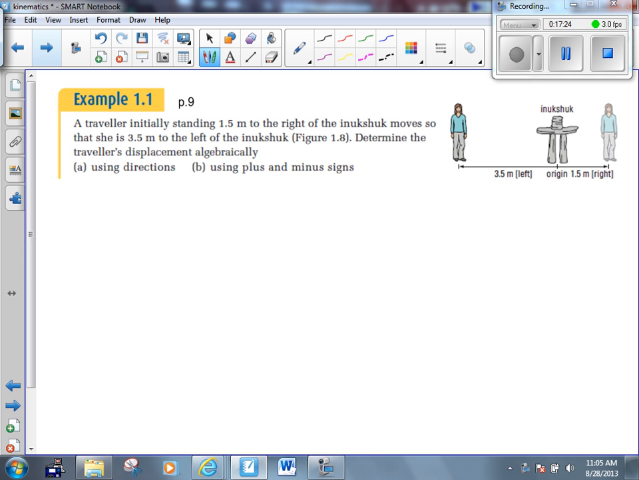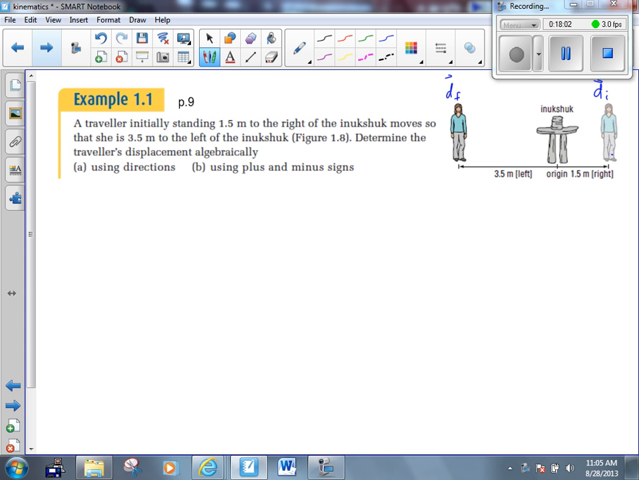All right, let's do a quick little example that actually appears in your textbook. I know you don't have that yet, but you can see it up on the board here. It says, and this is on page 9 of your textbook, a traveler initially standing 1.5 meters to the right of an Inukshuk moves so that she's 3.5 meters to the left of the Inukshuk. So this is her initial position. We'll call this DI, initial position. We'll call this DF, her final position. We want to find her displacement using directions and using her plus minus signs.